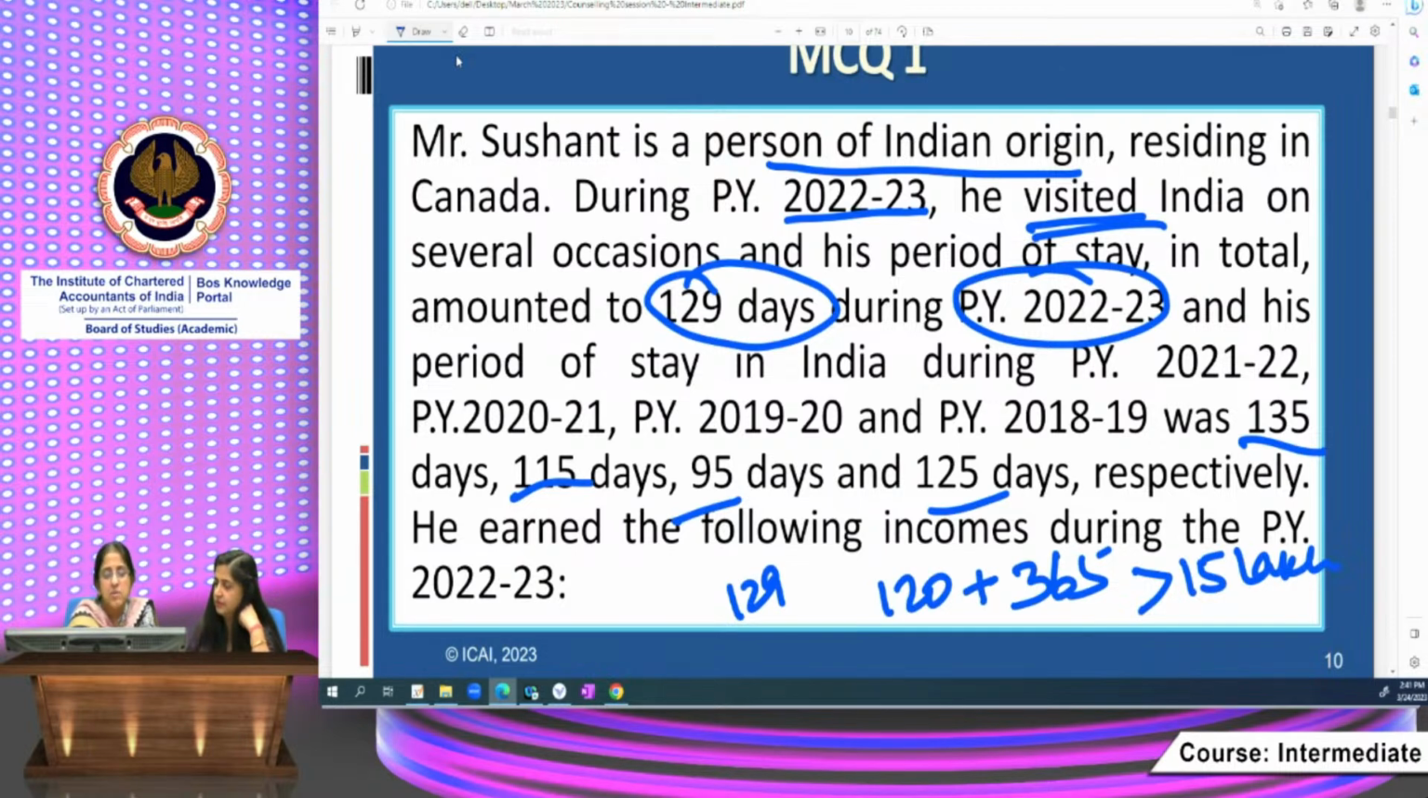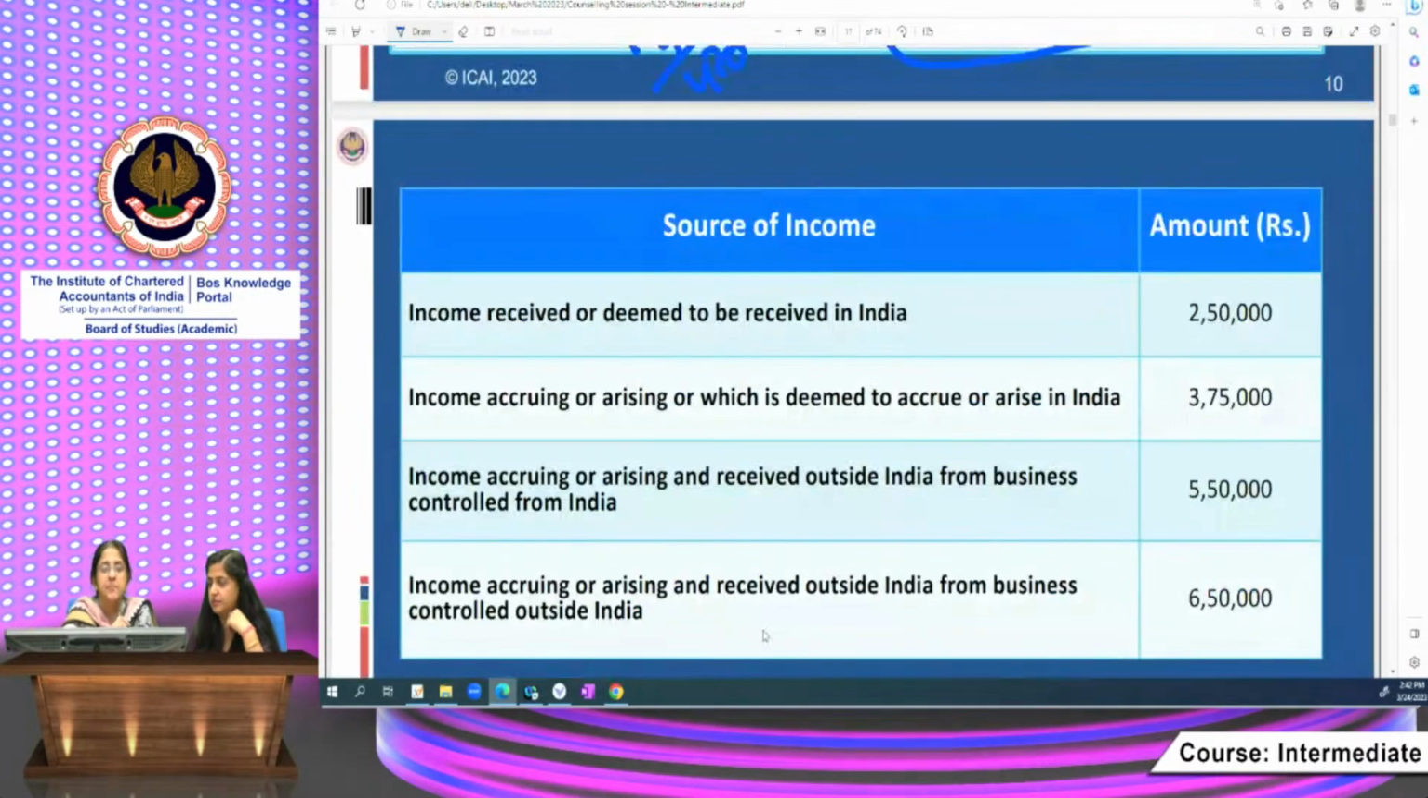Okay. Now, 120 days he is satisfying. 365, it's 135 plus 115 plus 95 plus 125, which is 470 days. So it's greater than 365 days, so this 120 plus 365 days condition is satisfying. Now we have to see whether his income is greater than 15 lakh. Only then that 120 condition will apply. If your income is not greater than 15 lakh, then you have to satisfy only the 182 condition.